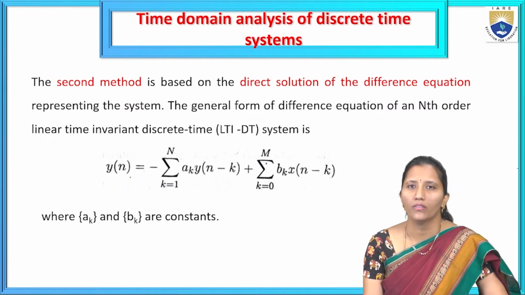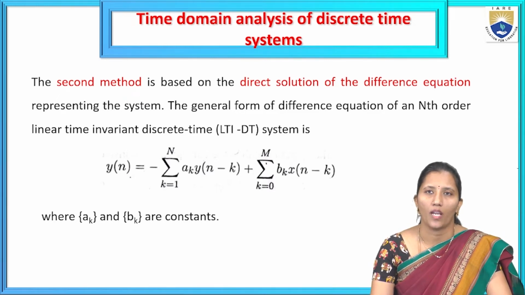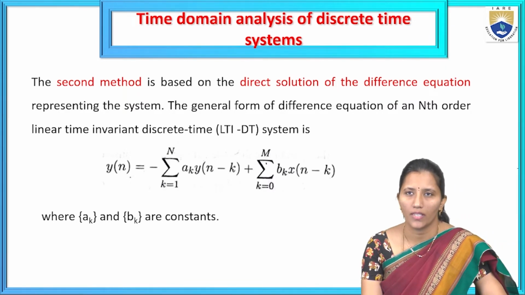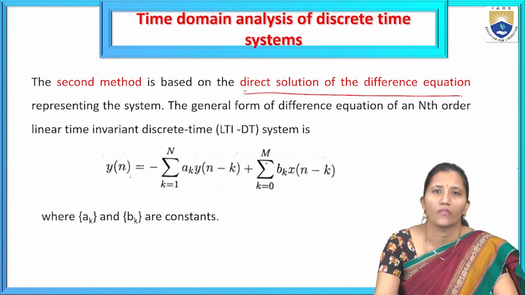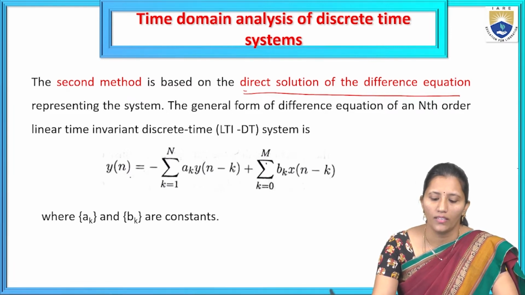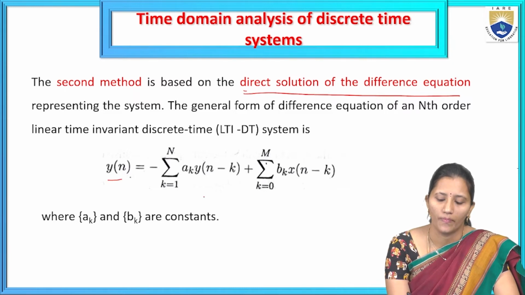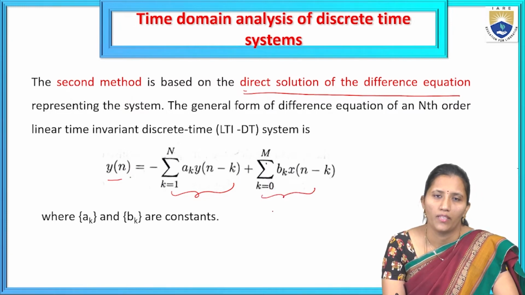Here we are going to analyze the response of the system in the time domain analysis of discrete time systems. The second method is based on the direct solution of the difference equation representing the system. So, the general form of the difference equation: by seeing this difference equation we can analyze that the output depends on the previous outputs, that is past outputs, as well as present and past inputs.